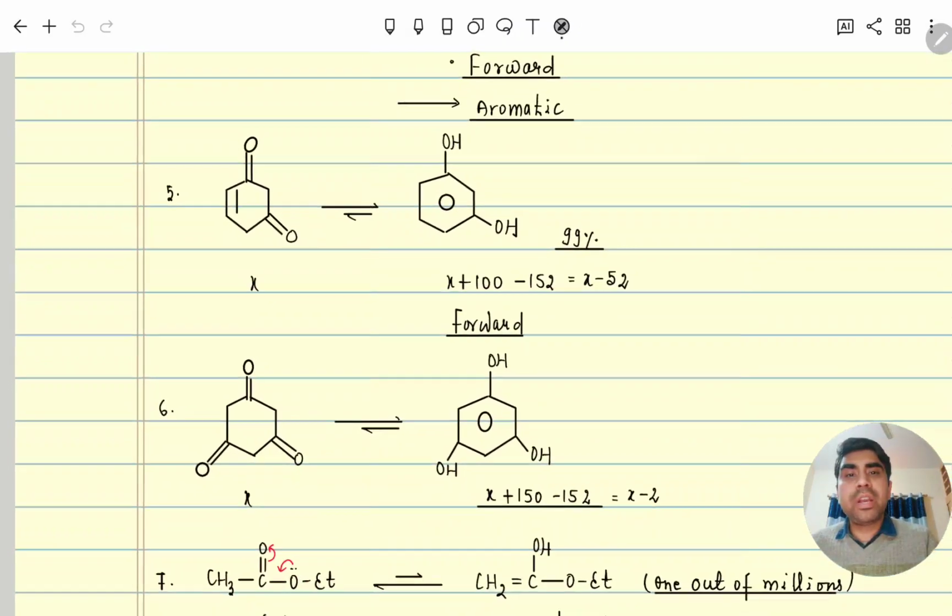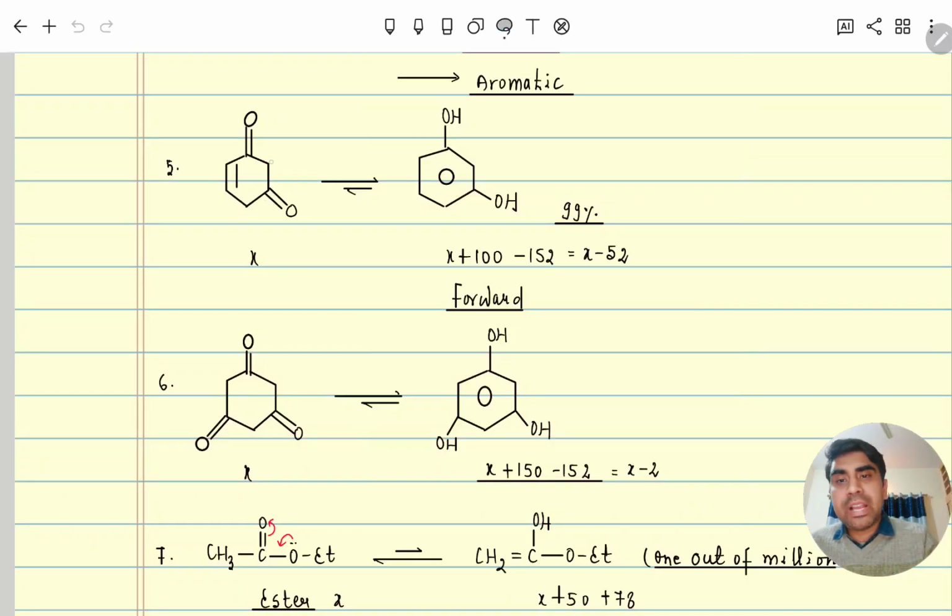Next, here you can see there is an alpha carbon on both sides, so tautomerism happens on both sides. Let's suppose this ketone system has energy x, but here tautomerism happens, and here also tautomerism. So overall x plus 50 plus 50, 100, minus 152 resonance energy. So overall x minus 52. This energy is still less, means it is 99% enol, means the reaction will move forward.